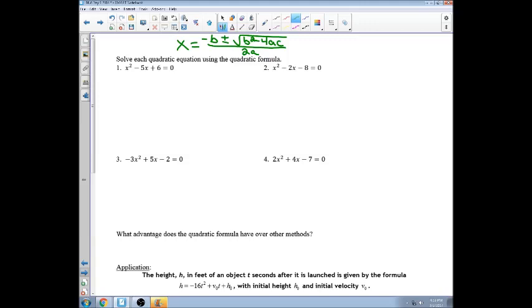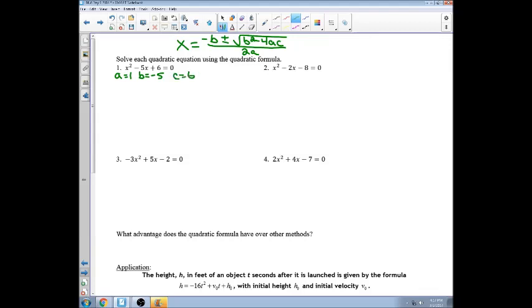So I have x squared as my first term. Well, the number in front of x squared is 1. That is my A value. And then I have negative 5x, so my B value is the number in front of that. It's negative 5. Then my C value comes from that 6. It is just the 6.